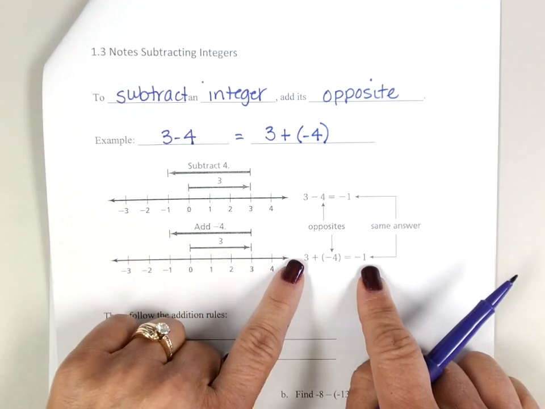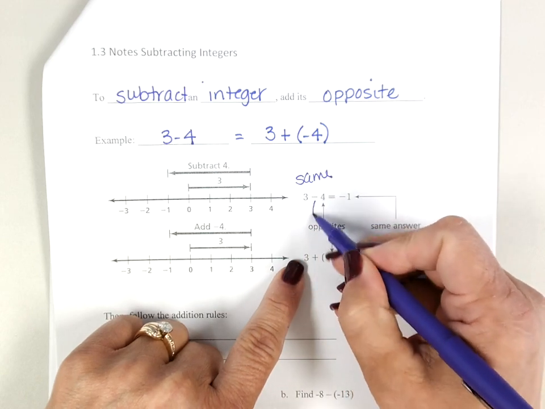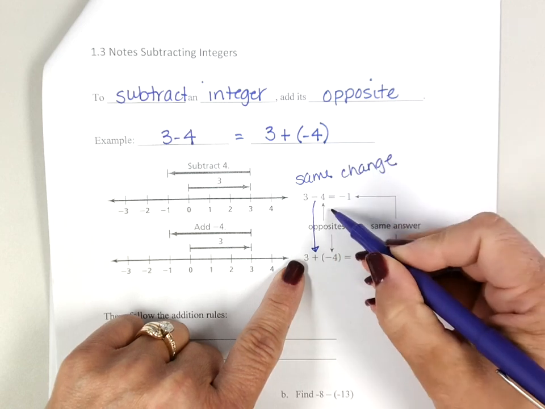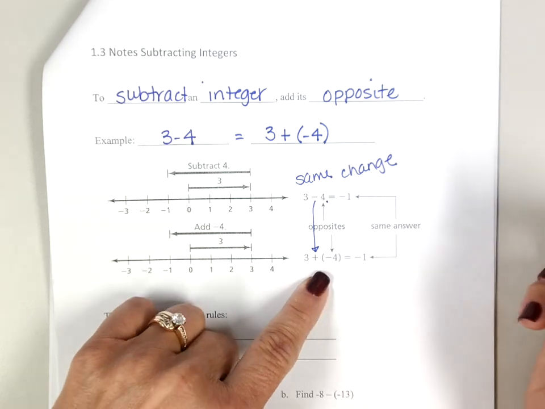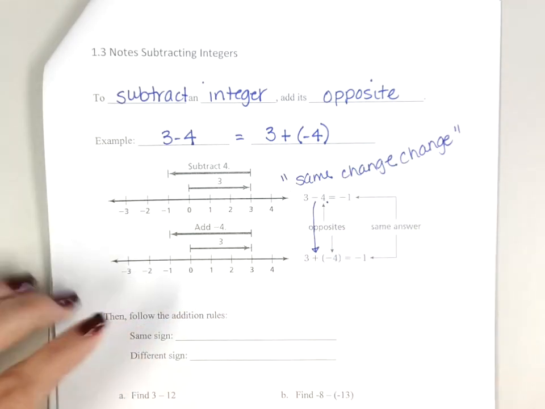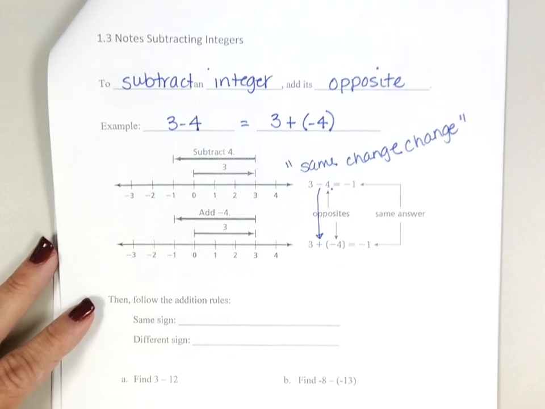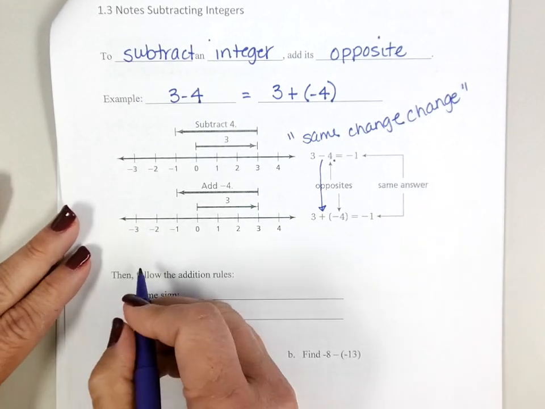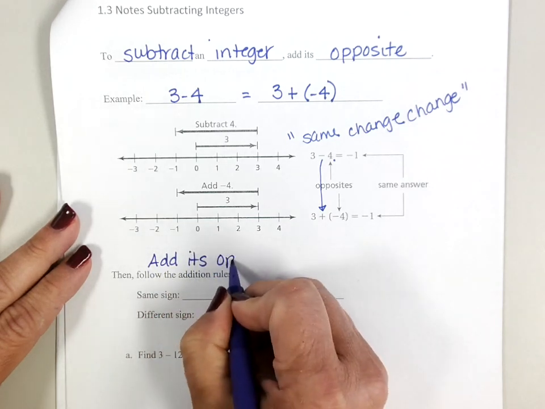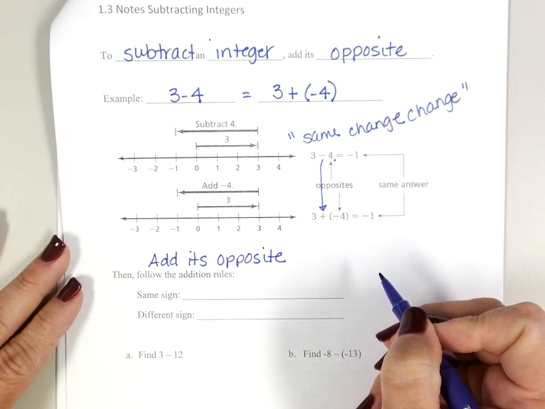So the first number stayed the same, right? Same. The minus changed to plus, so I call that a change. And the positive 4 turned into negative 4, so that's my other change. Okay? So I like to call it a same, change, change. Some people say keep, change, change, means the same thing. So for subtracting, we add its opposite. Okay? Keep, change, change, or same, change, change.